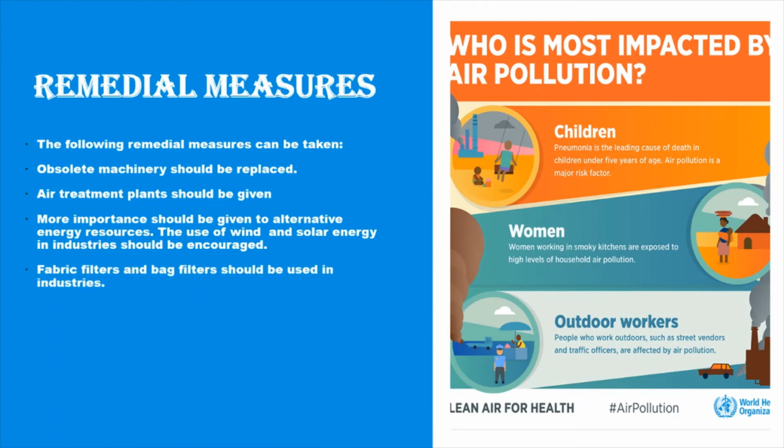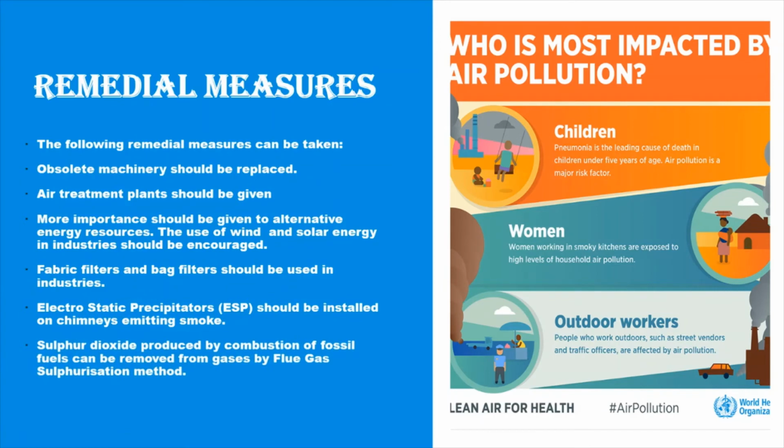Fabric filters and bag filters should be used in industries. Electrostatic precipitators (ESP) should be installed on chimneys emitting smoke. Sulfur dioxide produced by combustion of fossil fuels can be removed from gases by flue gas desulfurization method. Height of chimneys in factories should be raised.